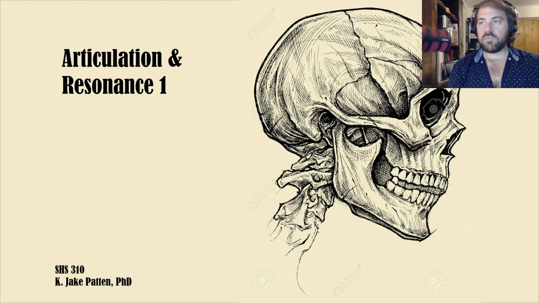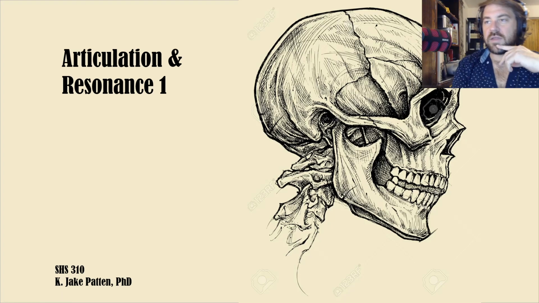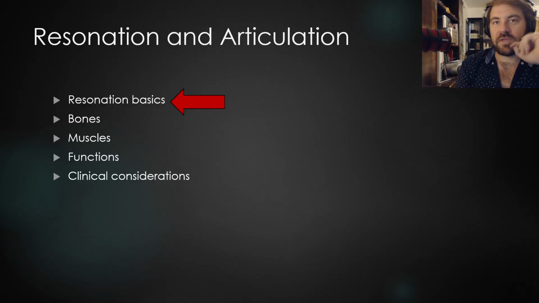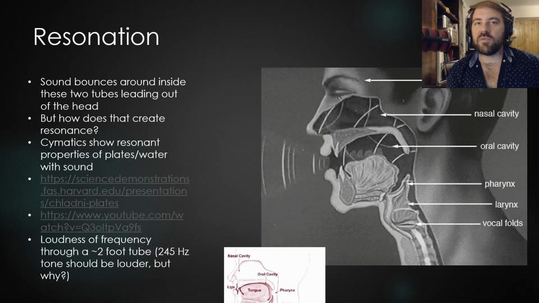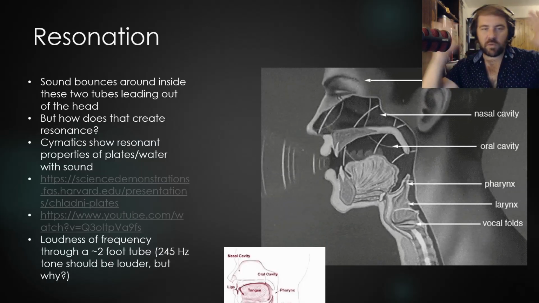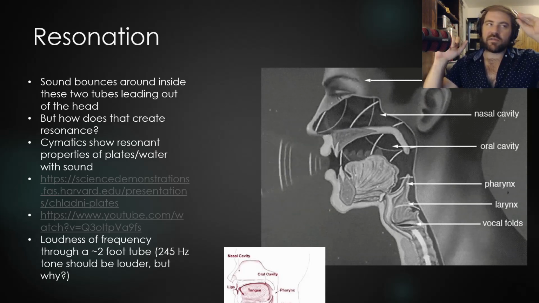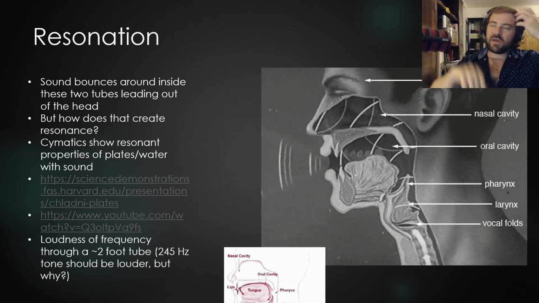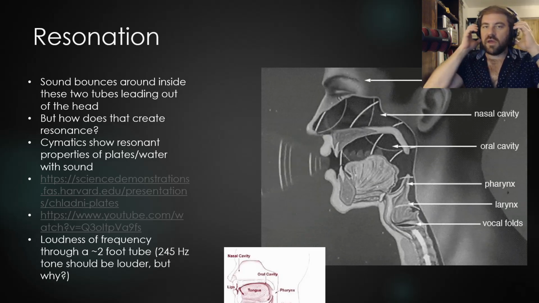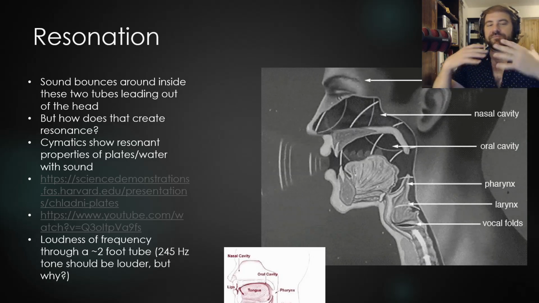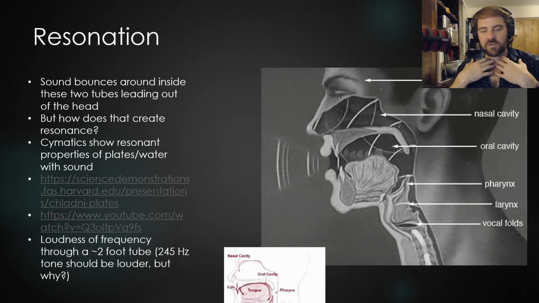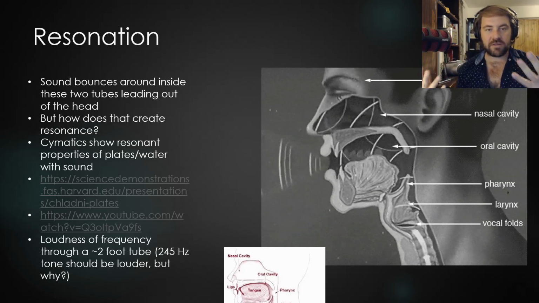All right, let's talk about bones of the articulatory system and skull. But before we get to bones, let's just talk about resonance. So, resonation, this is what we're talking about this week. To connect this to what we just talked about, we have vocal folds, which are giving us the buzz, the laryngeal buzz.